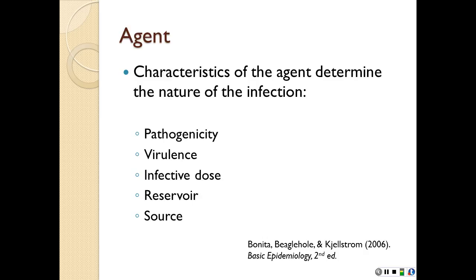Now we measure pathogenicity by the ratio of the number of people that develop clinical illness to the number of people that are exposed. I will say that again. So we measure pathogenicity as the number of people who develop clinical illness, the number of people we can tell are really sick, to the number of people that were exposed to the agent.